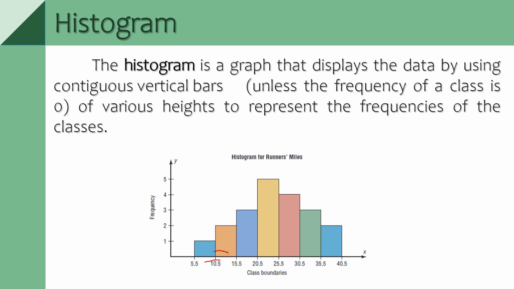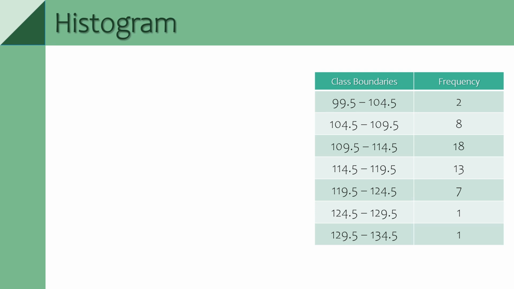Look at this one. There is no gap here, and no gap here. It was said that unless the frequency of the class is 0, for example, the frequency from 25.5 to 30.5 is 0, makikita natin siya na para lang siyang may gap, pero in reality, ang frequency nito ay 0. In this case, hindi naman siya 0 kaya may height siyang ganon. Now, let us proceed to the example.